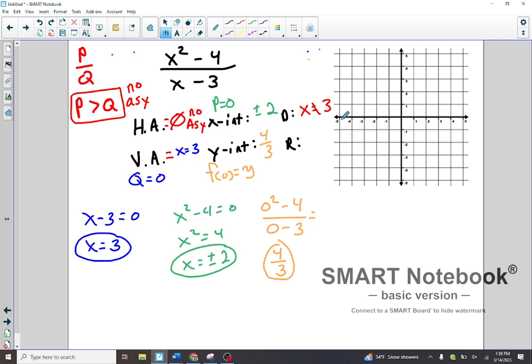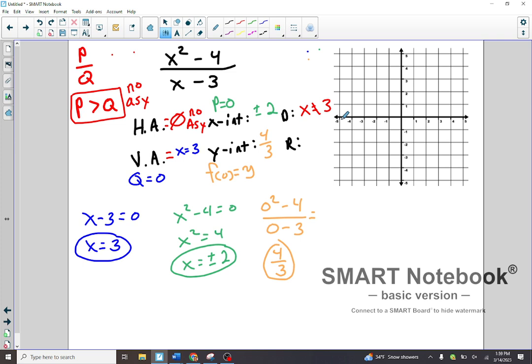Wait, so it's just the bottom number with the minus? Domain is where all the x values could be. Remember, our vertical asymptote is where the x cannot be. So they're just inverted of each other. They're opposites. So if your vertical asymptote is at 3, your domain is not 3. So it's always the opposite of the vertical asymptote, no matter what.